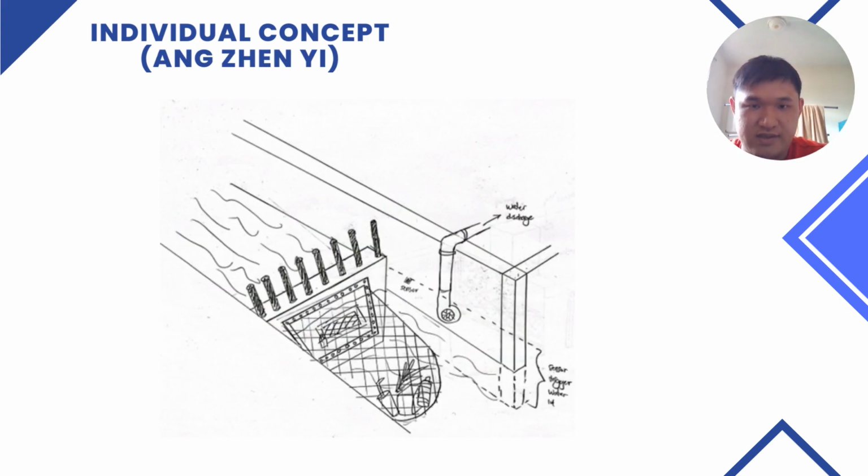Hi, my name is Zhen Yi. This is my individual concept design of a drainage system to prevent trash and other debris from flowing through the system. The net is a physical barrier that prevents the trash from passing through the drain and entering the waterway. The system also includes a row of steel bars that are positioned upstream of the net. The bars are designed to trap any larger lightweight debris that may pass through the net during periods of high water flow.